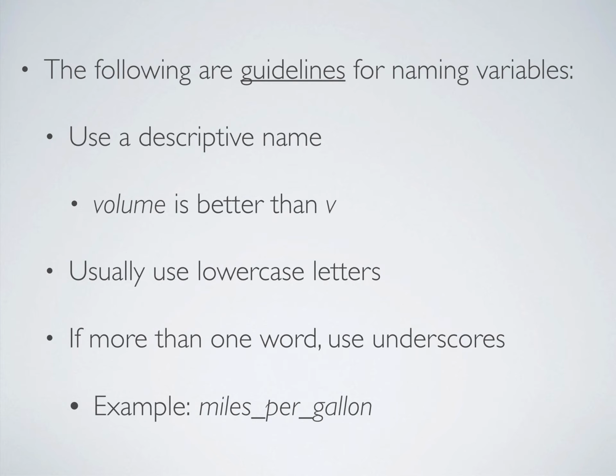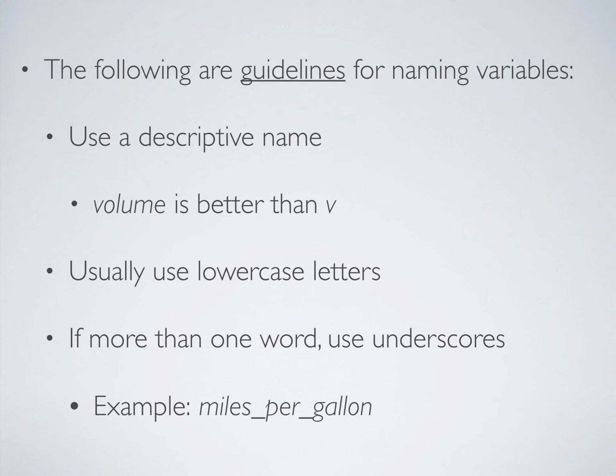So for example, if you want to store a volume into a variable, it's much better to use the variable name volume instead of just the letter V. Even though it's much easier to just type the letter V than to spell out the whole word volume, it is still much, much better to use descriptive variable names when you're writing variables in your code.